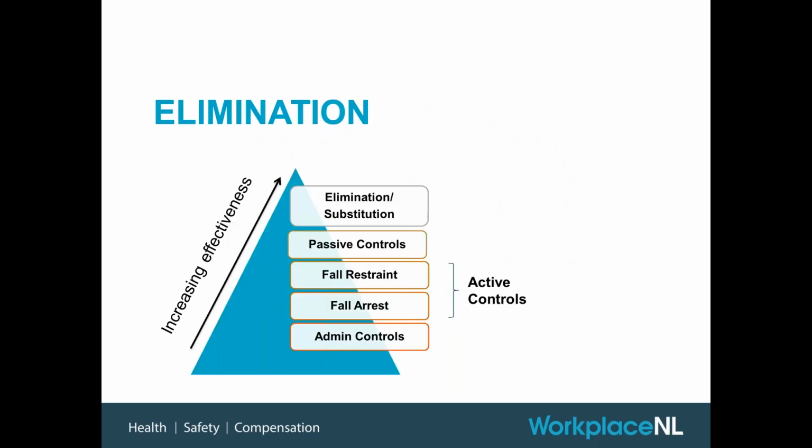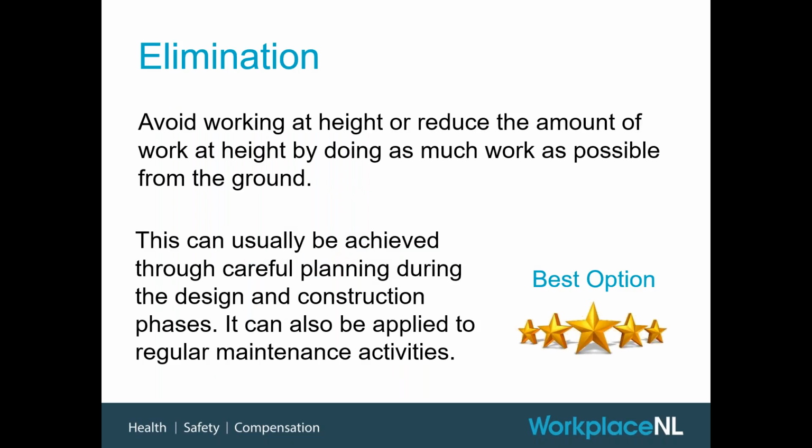So again, we're going to get into some different controls here. I'm going to start with elimination and substitution. So elimination is always the best option. It is effectively removing that hazard altogether. So there may be some scenarios where you don't really need to work, say, at height, or you may be able to reduce the amount of work that's being done at height. You might be able to reduce the height or reduce the number of workers that are working at height. Again, there's some different options available there as far as elimination is concerned.